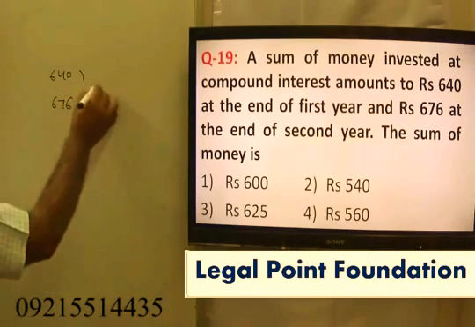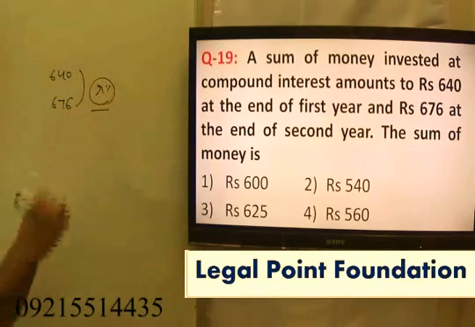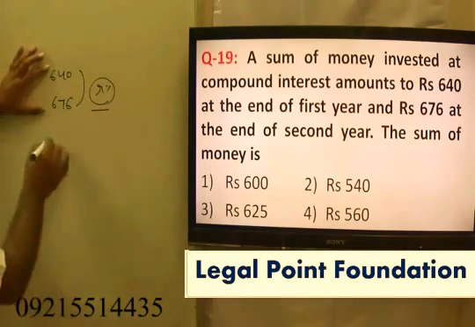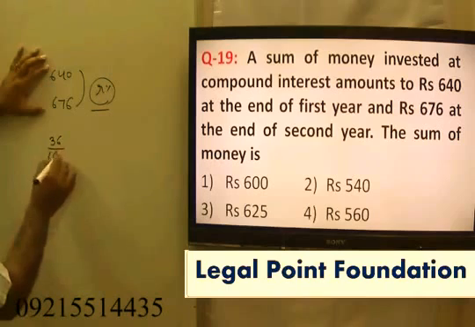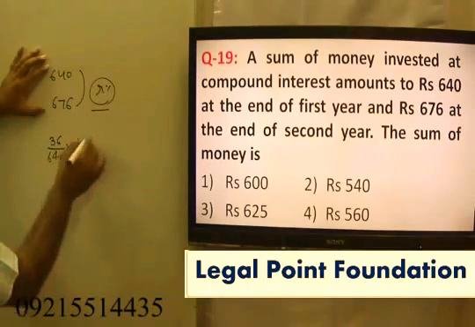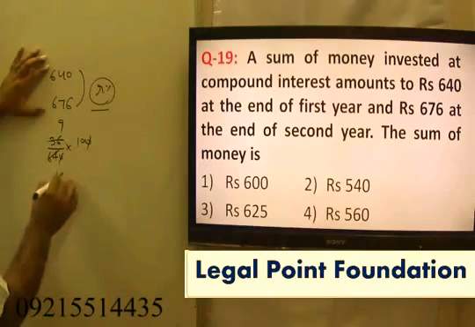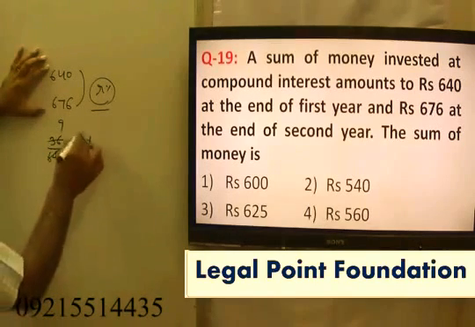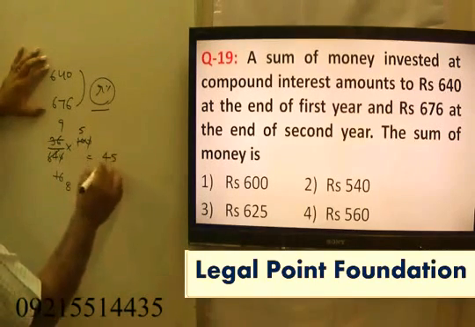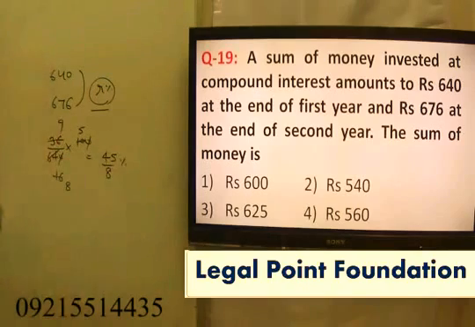I can find the R% because I told you that in 2 consecutive years the amount increases by R%. How much is it increasing? 36 upon 640 into 100. Cancel out. You may say 4 9 4 16, right? Then 2 8 2 5. That is 45 upon 8%. That is my rate of interest, right?